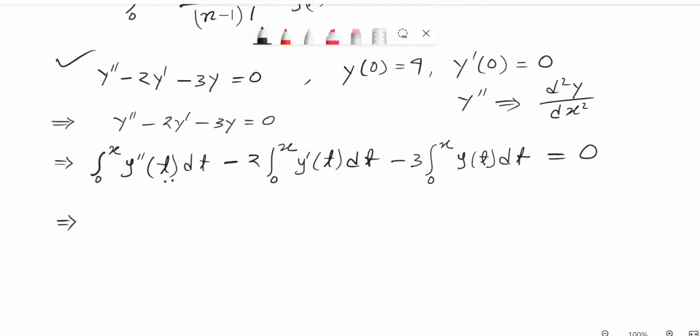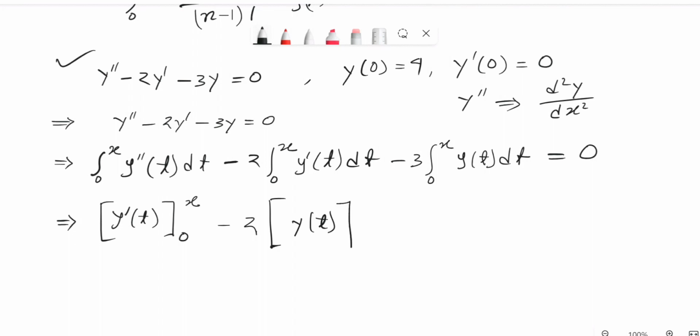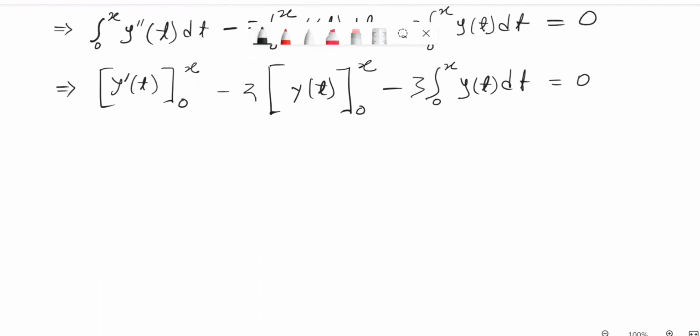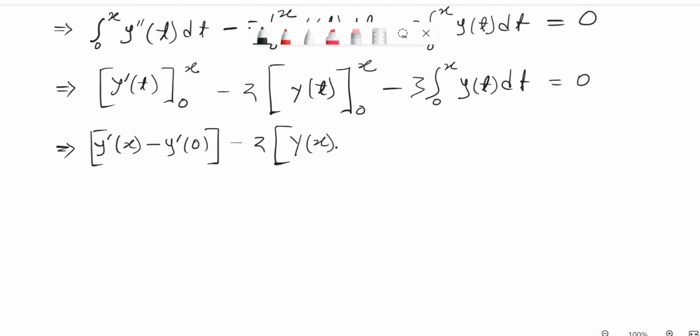After that, to perform this, we know how to write this. This will be y dash t with the limit 0 to x, minus 2 times the integration of this, y(t) with the limit 0 to x, minus 3. As we do not know y(t), we cannot integrate this part, so we'll keep it this way, is equal to 0. After that, we'll put x and 0 here, so this will be y dash x minus y dash 0, minus 2 times y of x minus y of 0, and this will remain the same.